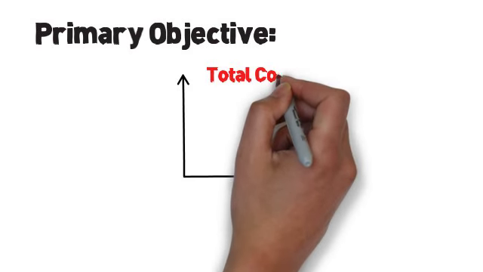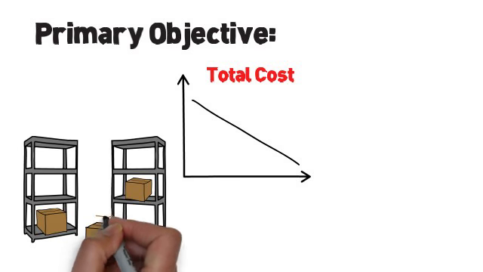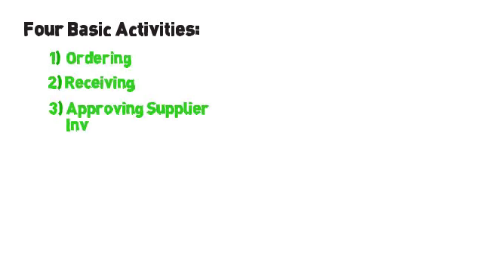So the primary objective of the Expenditure Cycle is to minimize total costs of acquiring and maintaining inventories, supplies, and the various services the organization needs to function. Management can achieve this objective through the four basic expenditure cycle activities. These include ordering, receiving, approving supplier invoices, and cash disbursements.